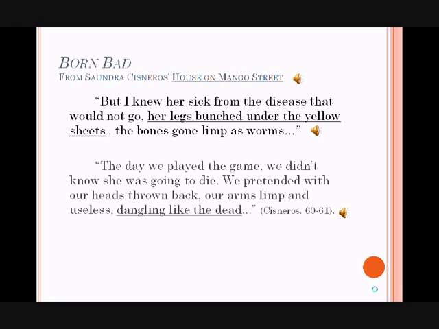And another, the day we played the game, we didn't know she was going to die. We pretended with our heads thrown back, our arms limp and useless, dangling like the dead. This example illustrates the position of the absolute phrase as following the main clause of the sentence.